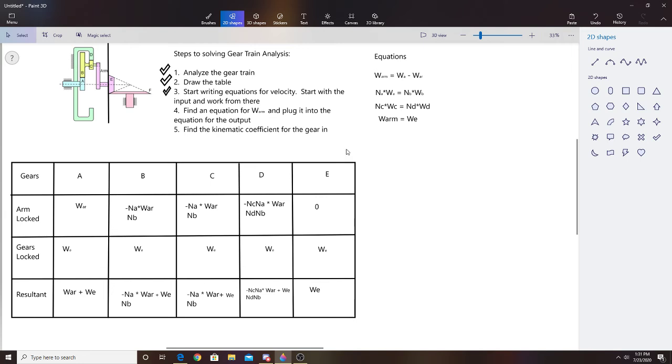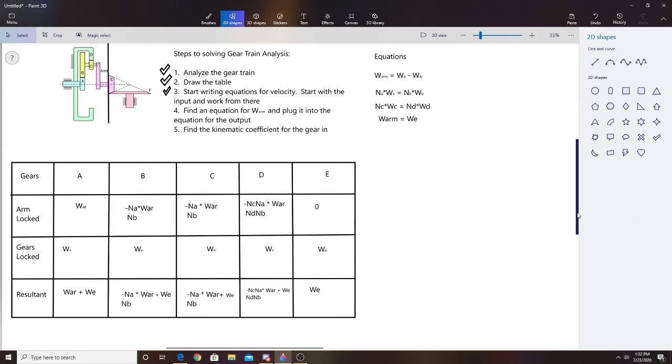So we have done step 3. Step 3 has been solved. Now we have to find an equation for the arm. But in this case, it's WE, right? Because we've already made that substitution. So we have to find an equation for WE in this case. The arm and E are the same. So, how do we do that?